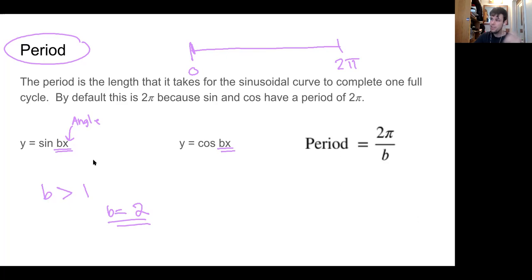So things are happening a little faster, twice as fast. We're moving around that circle because every angle we put in, we're actually taking the sine of twice that measurement. So by putting in a number that's bigger than 1, we are increasing the speed with which we are moving around our unit circle, causing the graph to oscillate up and down faster.